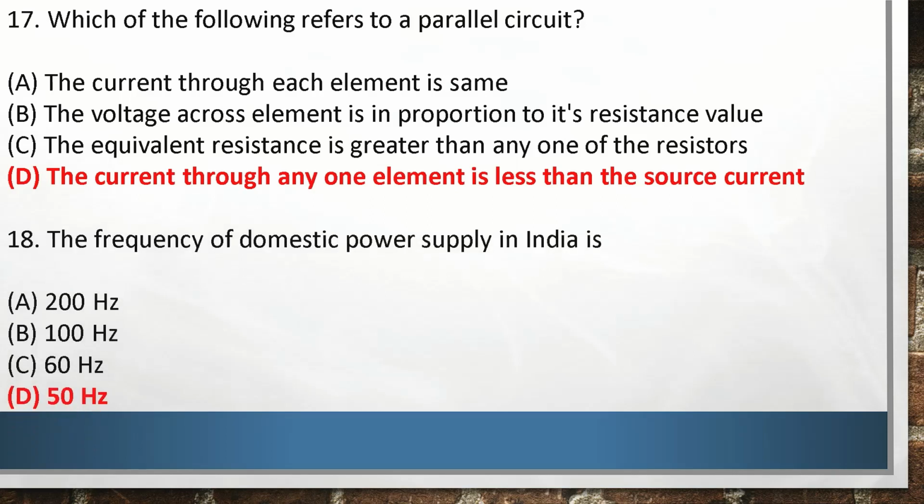Moving toward 18, the frequency of domestic power supplies in India is option A, 200 Hz, option B, 100 Hz, C, 60 Hz, D, 50 Hz. And the answer is D, 50 Hz.